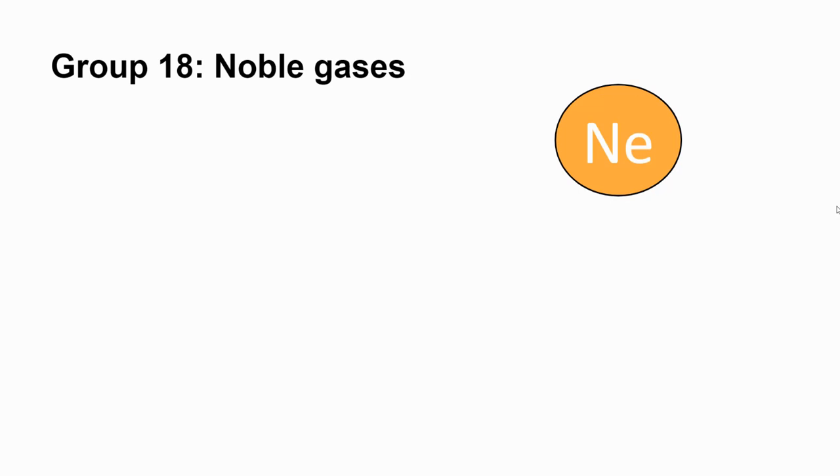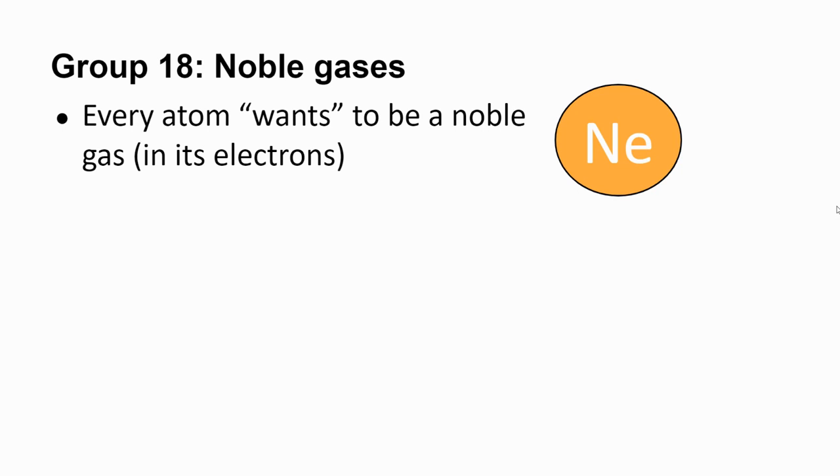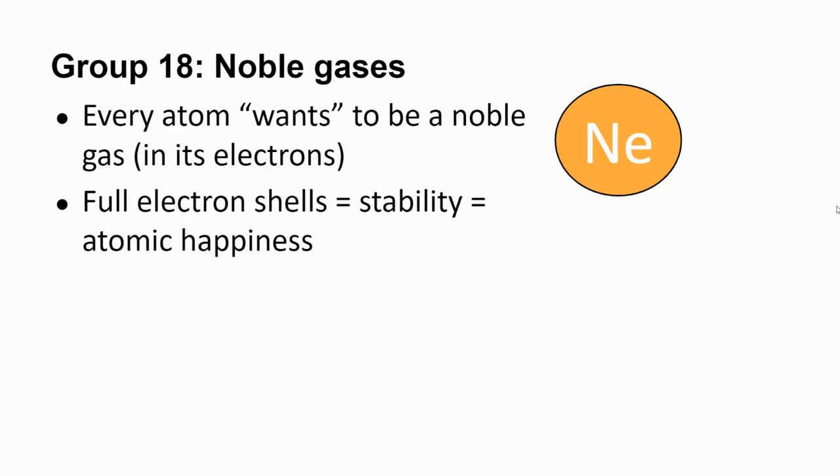Taking a closer look at some of the groups, let's look at group 18, your noble gases. In a colloquial sense, every atom wants to be a noble gas with respect to its electrons. Noble gases have full outer electron shells, so they're stable. And in the atom world, you could consider them as being happy.